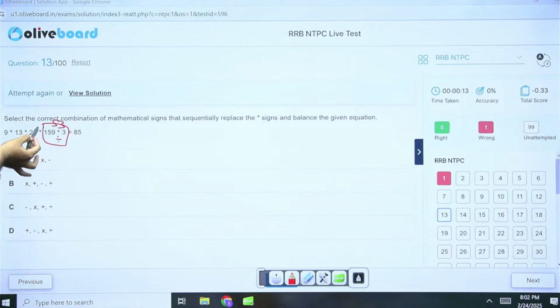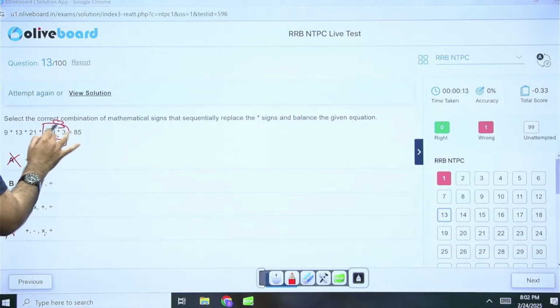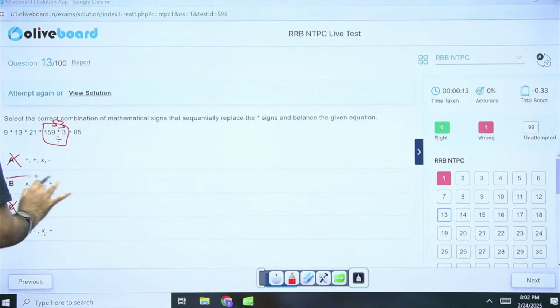So 53 into 21 is going to be a large number. And then minus 9 plus 13. So this is definitely not going to give you 85 at least. Okay. Let's check for this option. Divide 53 plus 21 into 13. 21 into 13 is again going to go larger. So this is not the answer. This seems to be the answer.